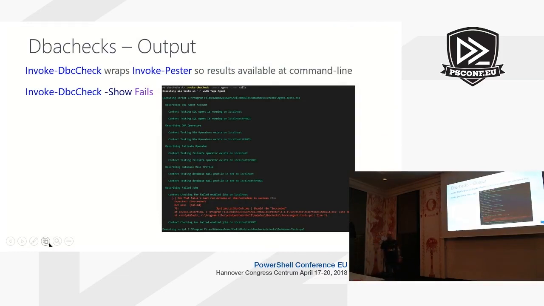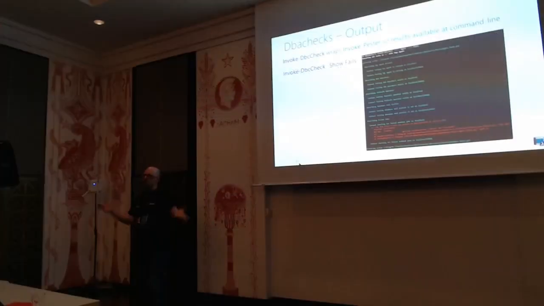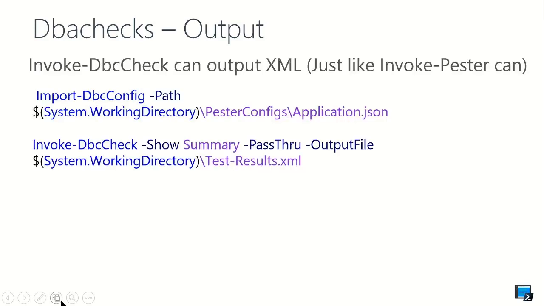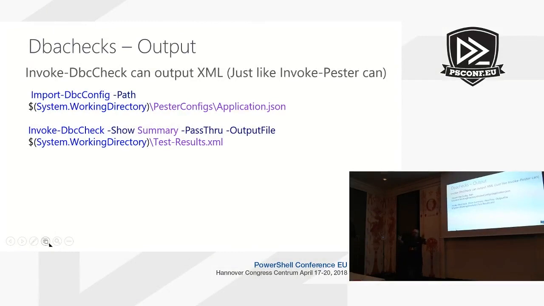Invoke-DbcCheck, we've talked a little bit about that. It's literally just wrapping Invoke-Pester, and it enables us to output. So that's how we fix that problem. As you can see, the job that fails, last run outcome, was not succeeded because it failed. We want to output XML, but we're wrapping Invoke-Pester, so we can choose our output file and output format. We can put it in the system working directory for our VSTS build or release, and then get those results published and displayed in our output.